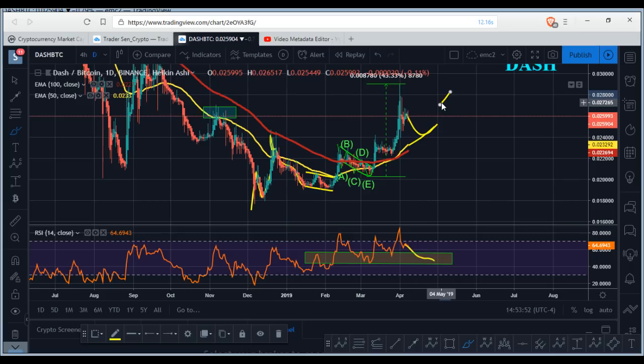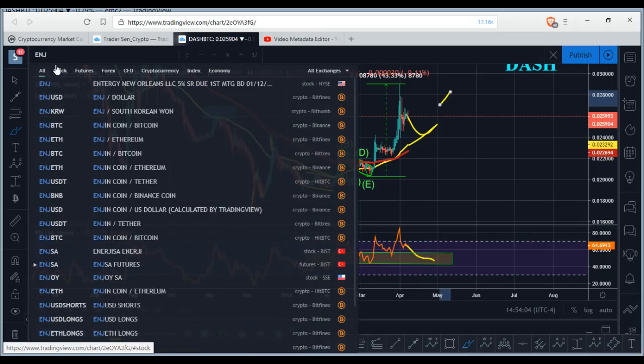LTC is going weak. Yes, LTC is going weak, but we're gonna take a look at LTC again, right? So let's go ahead and take a look at the engine, because I'm expecting a big move from engine very shortly, man.